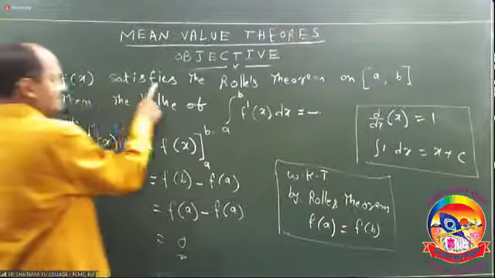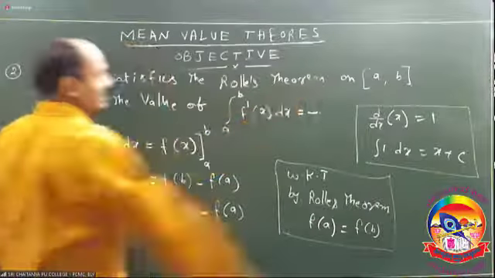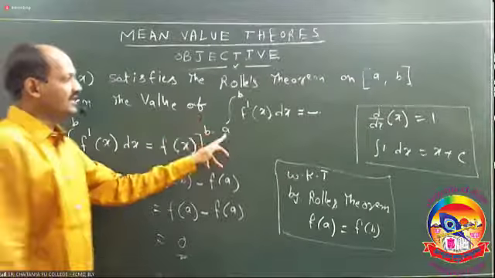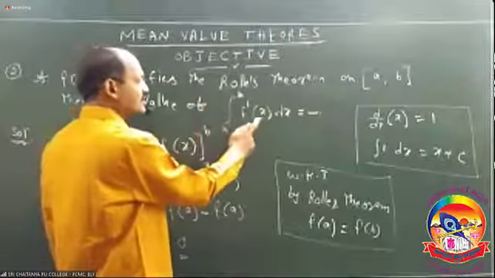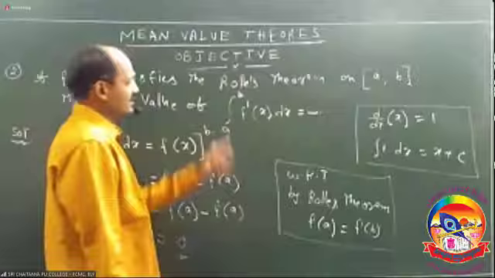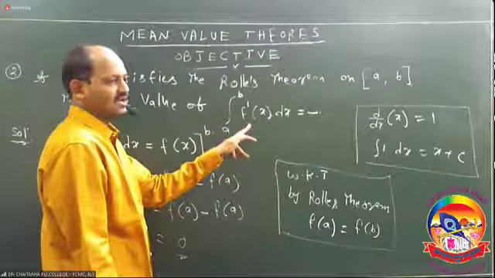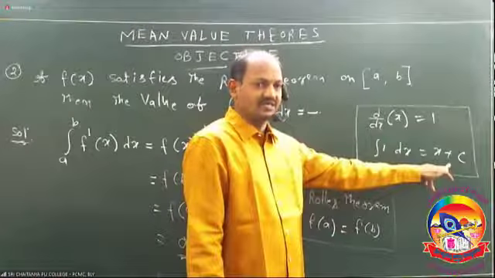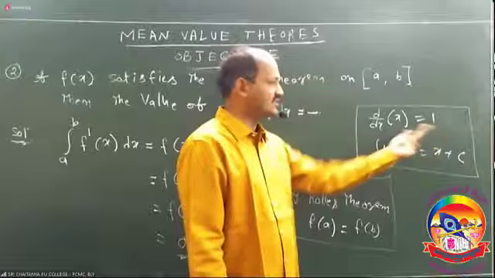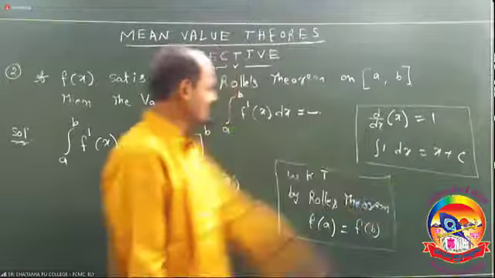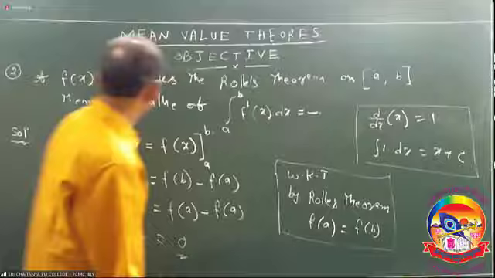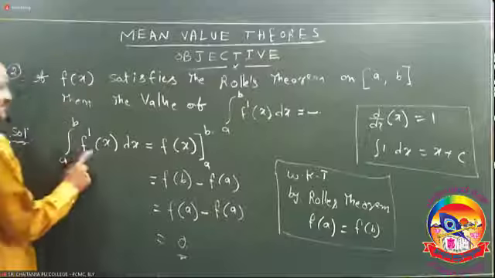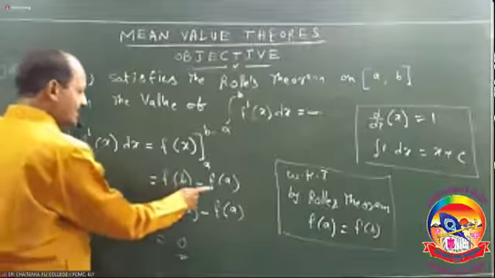If f of x satisfies Rolle's theorem on the interval a comma b, then find the value of the integral from a to b of f dash of x dx. Integration and differentiation are reverse processes. The derivative of x is 1, and the integral of 1 is x. So the integral from a to b of f dash of x dx is equal to f of x, with limits a to b.